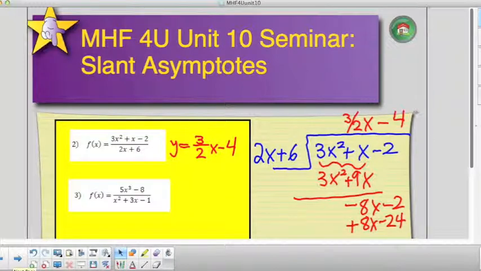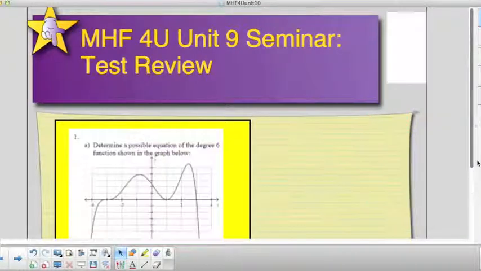And then this is good review of Unit 9 concepts. So right away you know long division, or synthetic division, will be a huge part of your Unit 9 test.